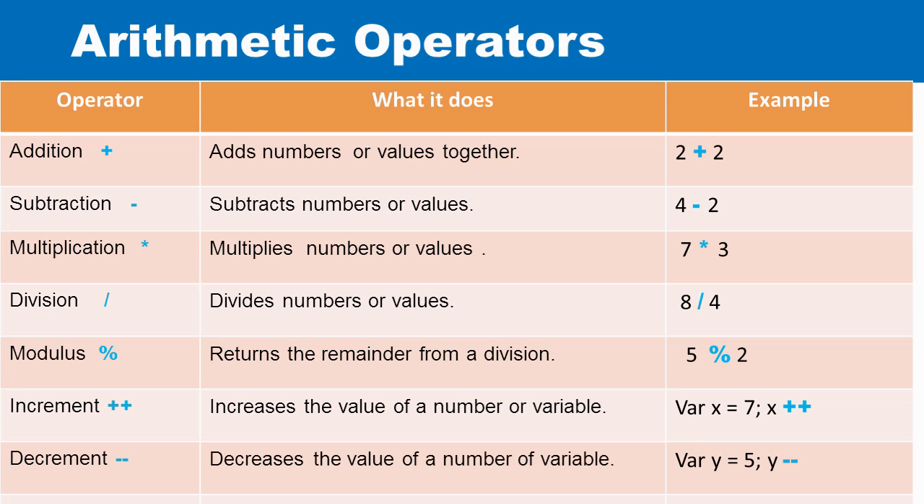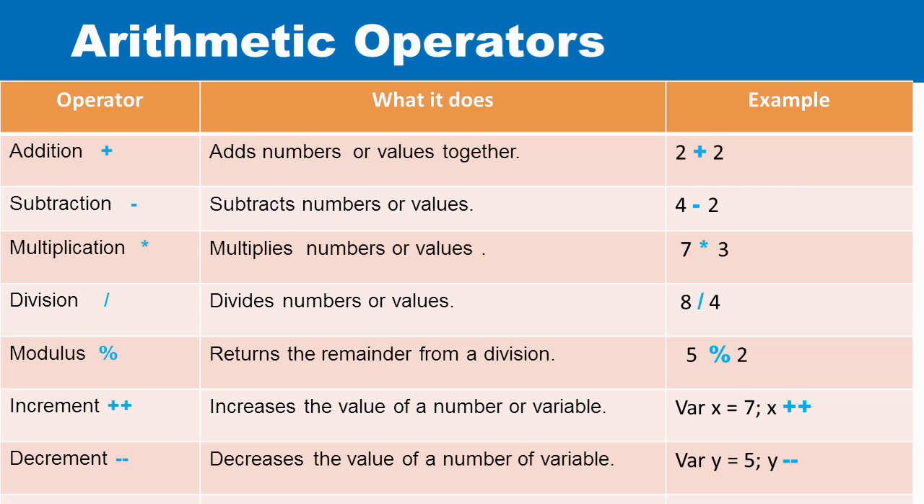Next, we've got the increment operator, which is represented by two plus symbols. What that does, it increases the value of a number or a variable. For example, if you've got a variable that has a value of 7 and you want to increase that value to 8, you call the variable name and then you add the plus plus symbol, which is the increment operator, and that will increase the value by 1.